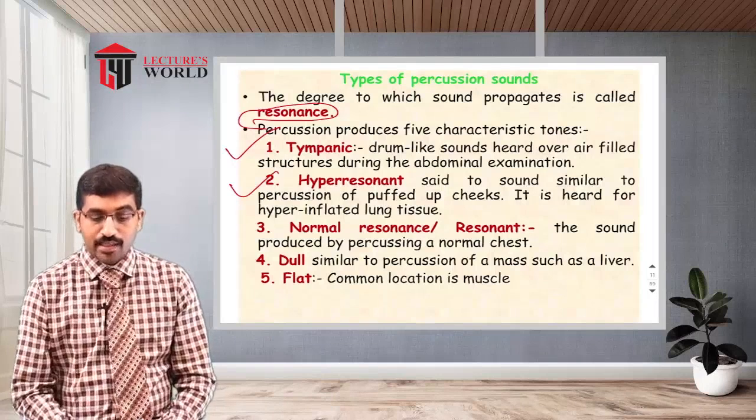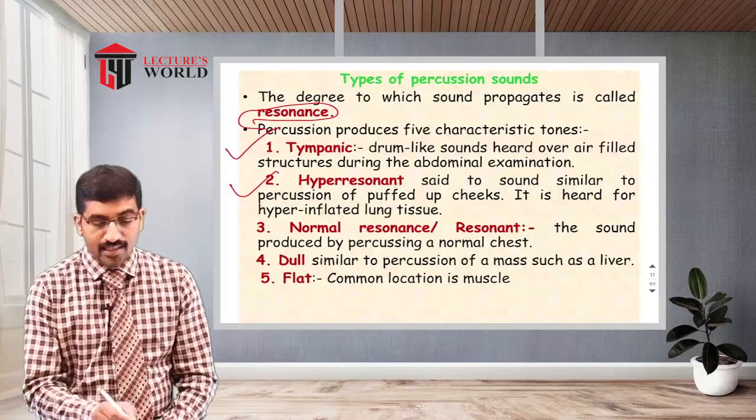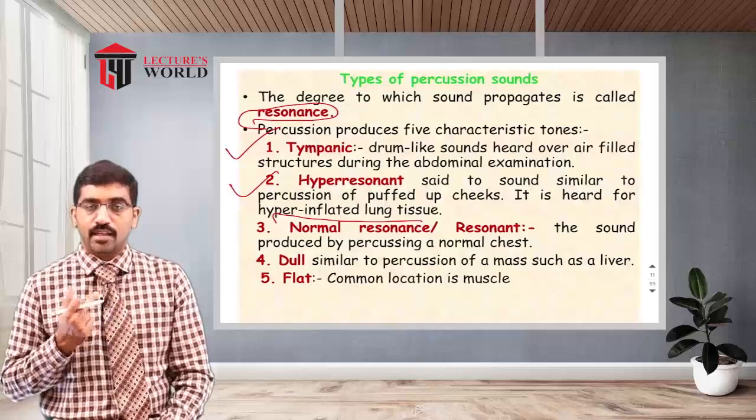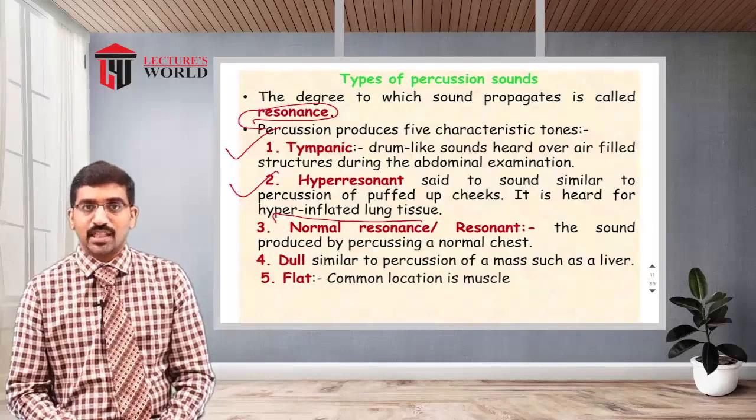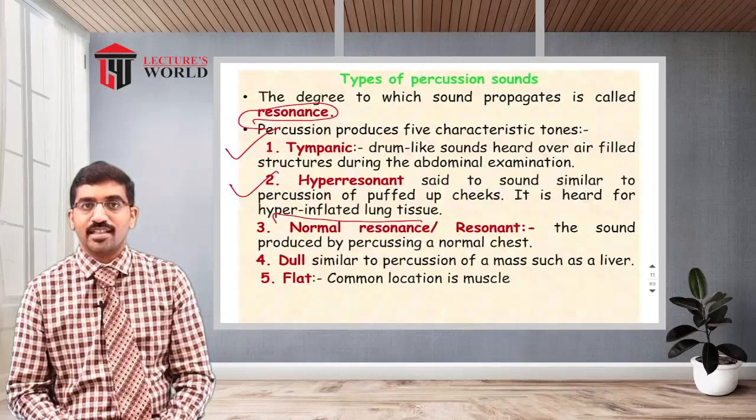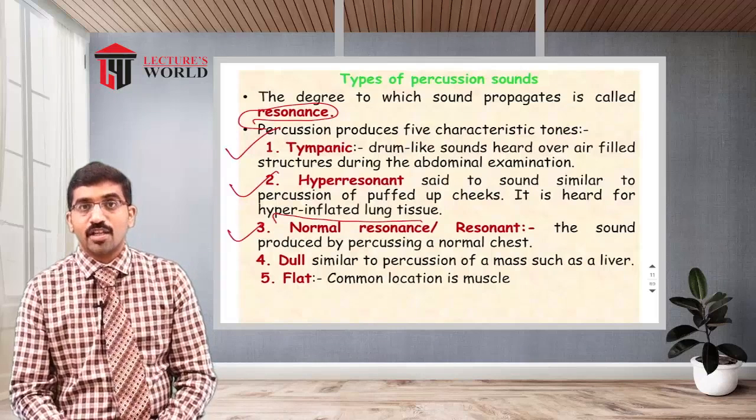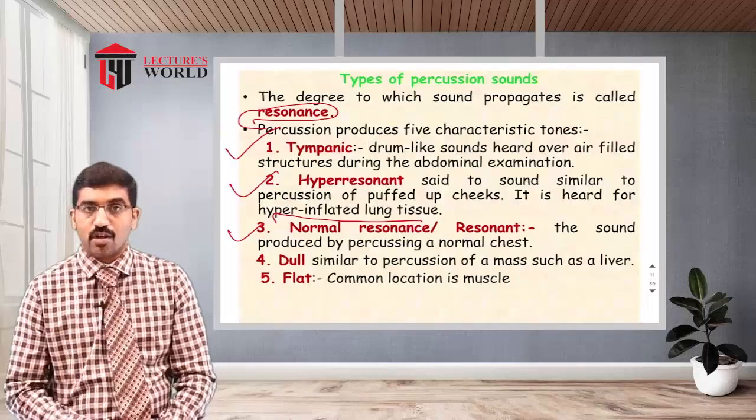Another sound is hyper resonant. This is like puffed up cheeks. Cheeks have to be like this, no? Puffed. So when you are puffing up, and like lung tissues, mainly for the lungs, the chest region, if you go for percussion, a puffed up cheek sound will come, and that sound is known as hyper inflated sound. Next is normal resonant sound. Normal resonant sound means sound produced by percussing a normal chest. Normal chest sound is known as normal resonant.